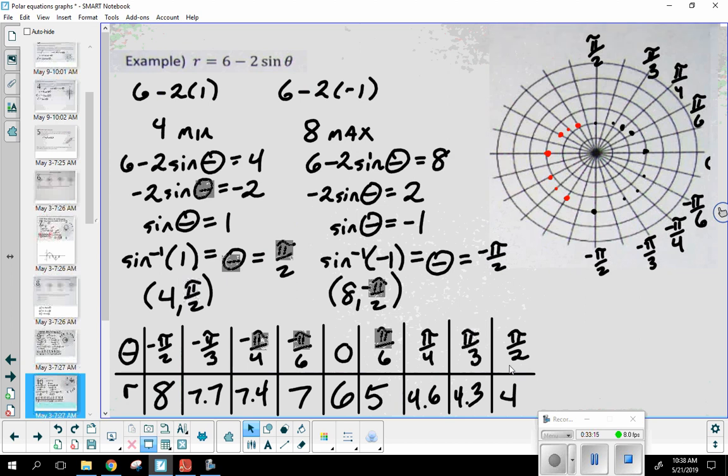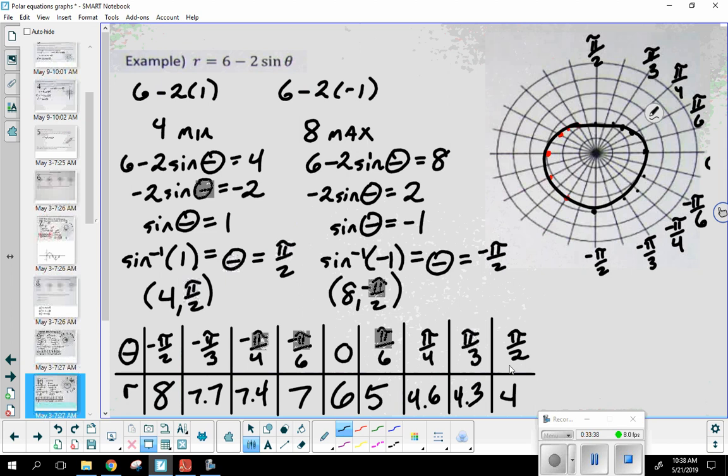Would you guys say I reflected his points pretty well? Okay. And now we just go ahead and draw our graph. I kind of missed those points over there. Imagine I hit those points in there. That's it. That's my convex limaçon.